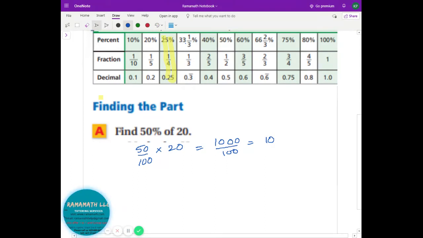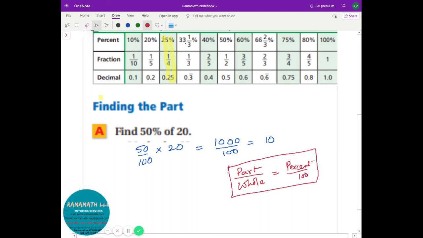And sometimes you can do these questions using ratios. You can write it like part over whole equals percent over 100. You can use that too, but whatever you feel comfortable with, you can use.